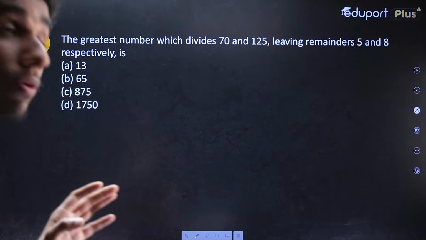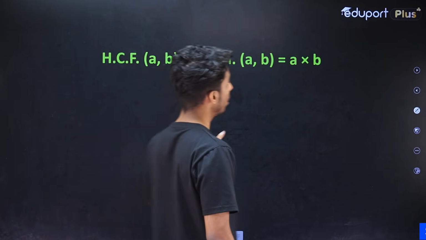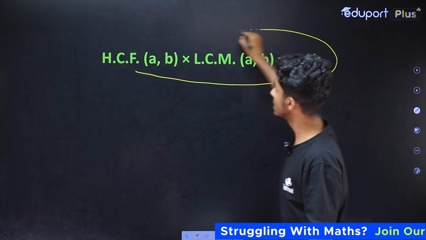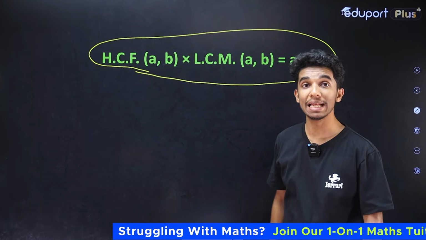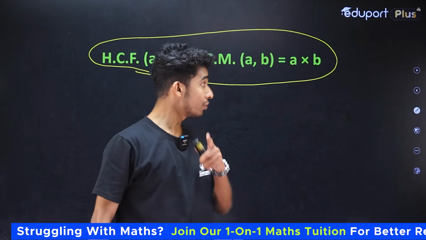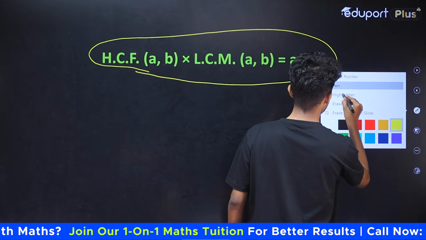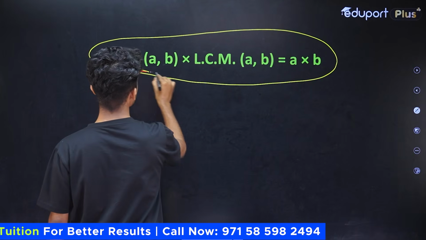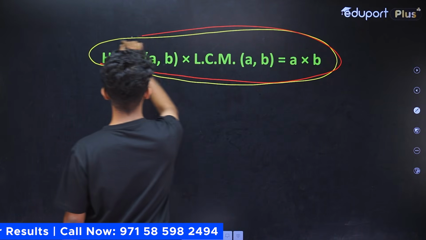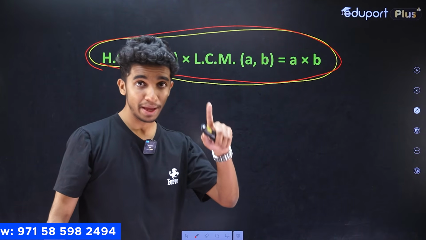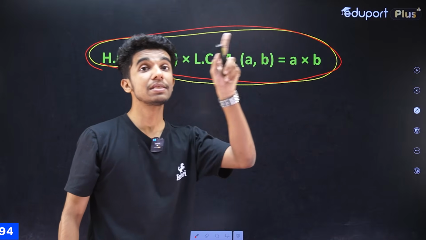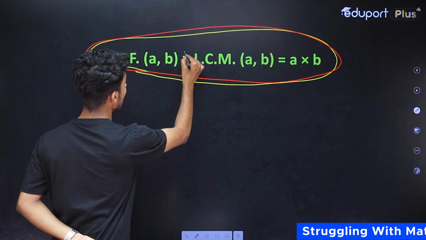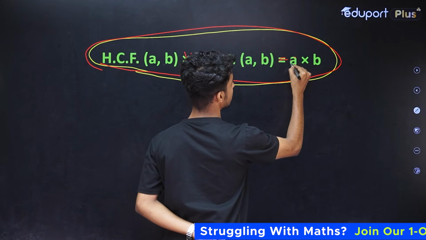It is already 24. Now I'm going to tell what the relation is between the HCF and LCM of two numbers. If you can understand that, it is very important. If there are two numbers A and B, the HCF of A and B multiplied by the LCM of A and B gives the product of the numbers.